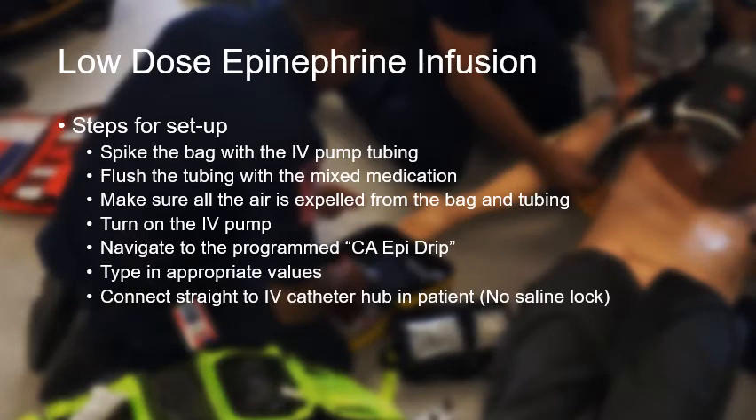Once you have mixed your low-dose epinephrine infusion, your steps for setup are as follows. Spike the bag with the IV pump tubing, flush the tubing with the mixed medication, and make sure that all air is expelled from the bag and the tubing. Turn on your IV pump, navigate to the programmed CA for cardiac arrest, Epi drip, type in the appropriate values, and connect straight to the IV catheter in the patient. Do not use a saline lock.